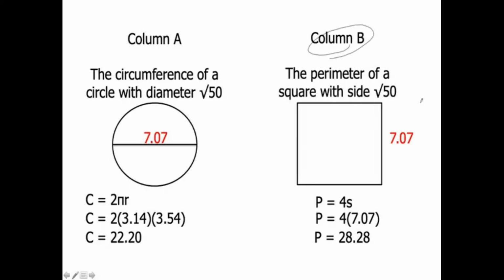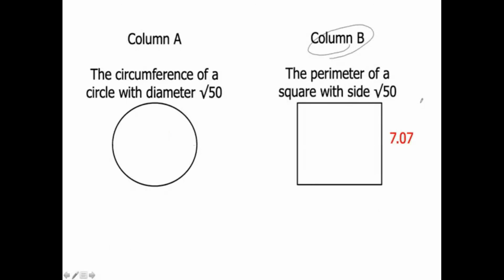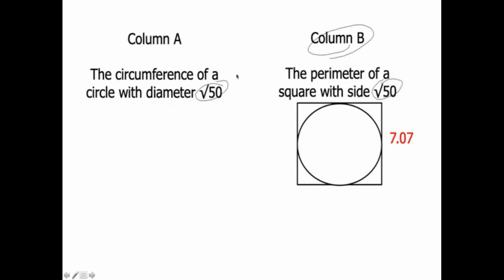But I want to show you kind of this cool little slick way to do it. So let's go back to the beginning here. If I take this circle that has a diameter of root 50, and I move it into a square that has a side length of root 50, you'll notice that this value and this value are the same. That means that this circle would fit perfectly into that square. And if you don't believe me, then draw the diameter of the circle inside the square, and you'll see that it matches the side exactly.